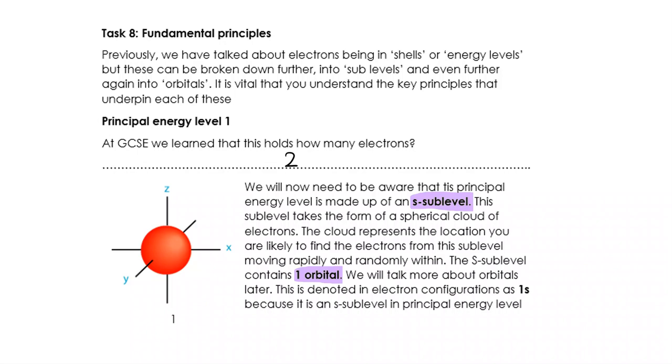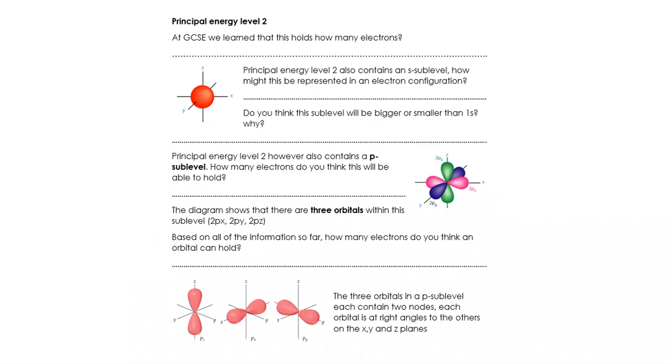To summarise, the first principal energy level contains 1 S sublevel, so it can hold 2 electrons. That S sublevel is made up of 1 orbital, and an orbital can always hold a maximum of 2 electrons. Now let's move on to principal energy level 2. I'll let you pause actually.